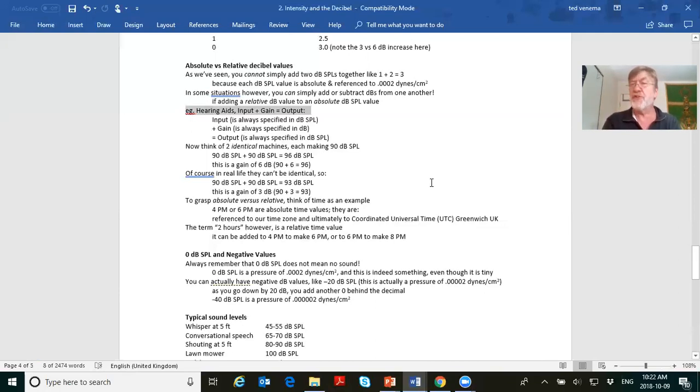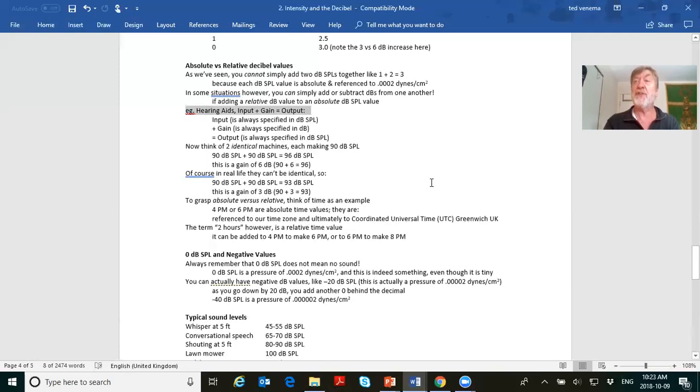And you can't add 2 together like 1 plus 2 is 3, just like we've discovered. If they're identical, if you double the pressure, you're going up by 6. If they're not identical and you add 2 together, you're going up by 3, right? We covered that. So a machine making 90 dB SPL and another machine making 90 dB SPL, assume that they are different, your sum total is going to be 93. And that was a gain of 3, because 90 plus 3 is 93. So hang on, we did just add decibels together like 1 plus 2 is 3.